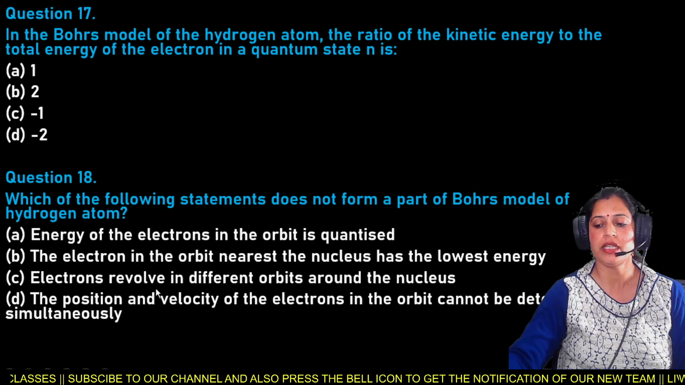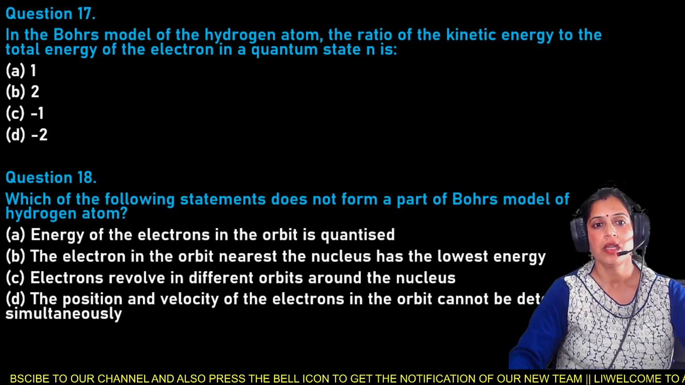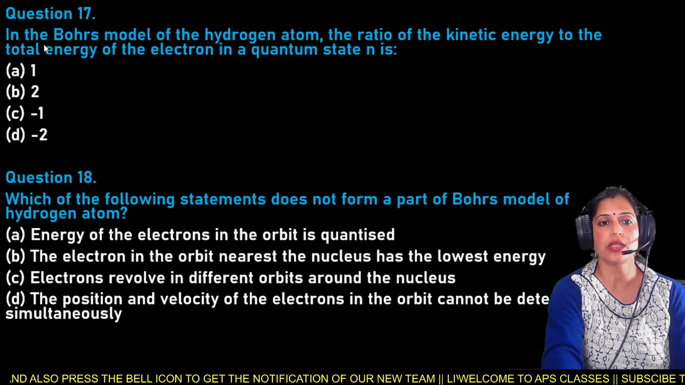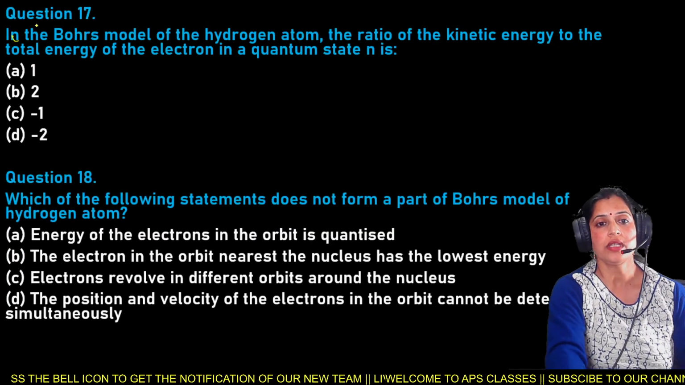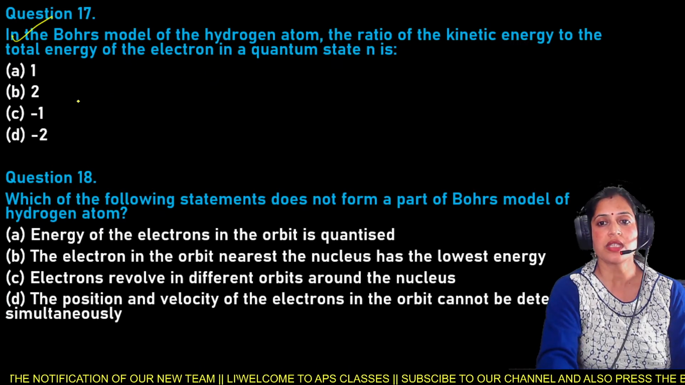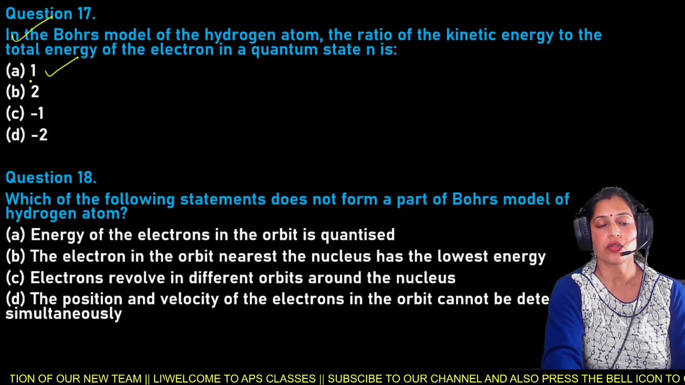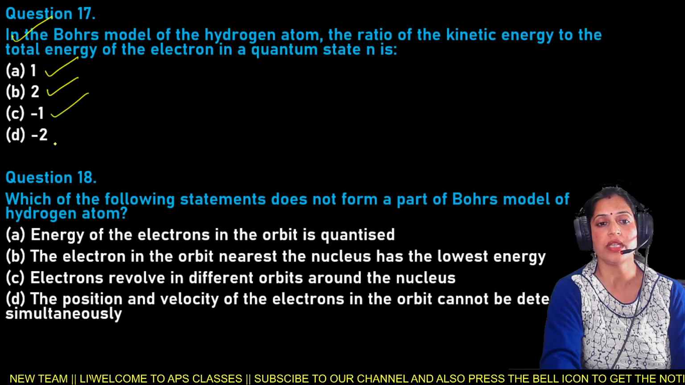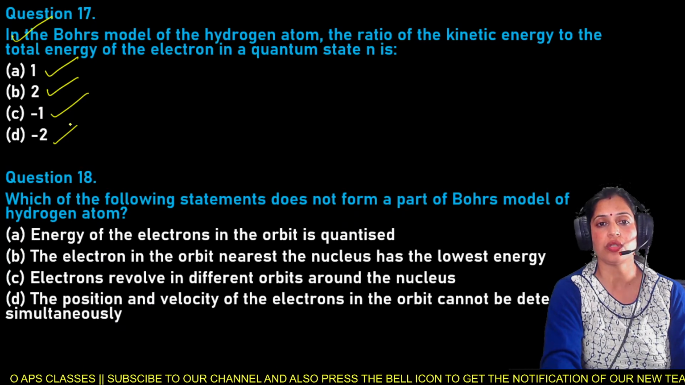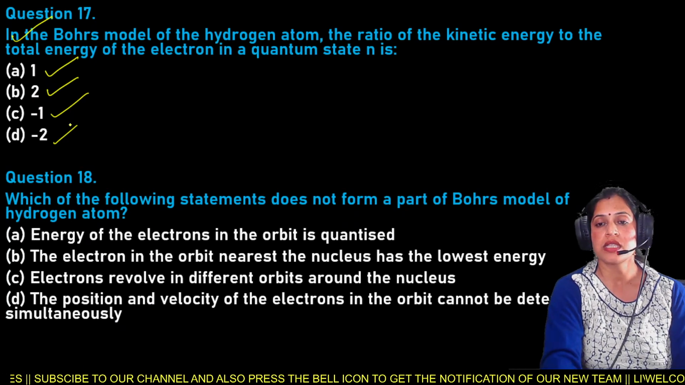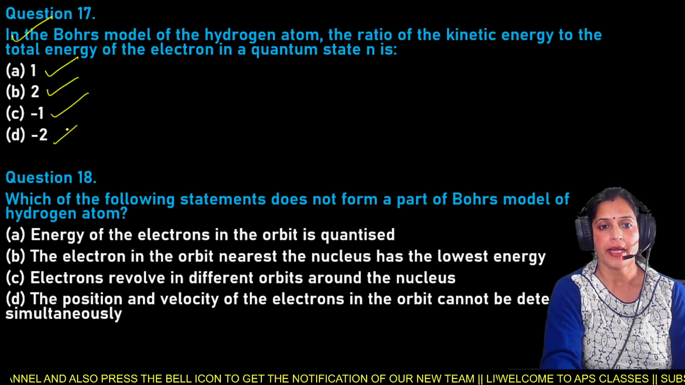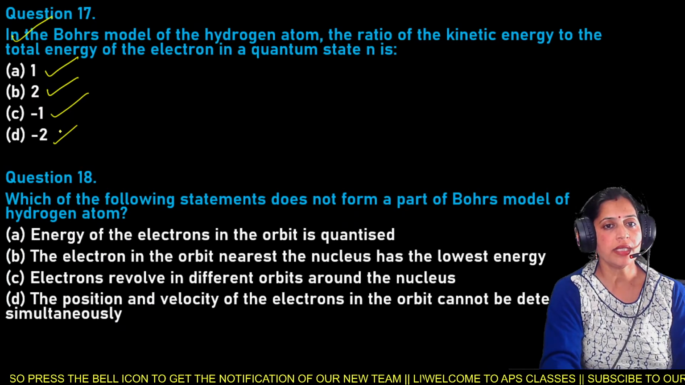Now shift to question number 17. In Bohr's model of the hydrogen atom, the ratio of the kinetic energy to the total energy of the electron in a quantum state n is: option A is 1, B is 2, C is minus 1, and D is minus 2. And it is question number 17.